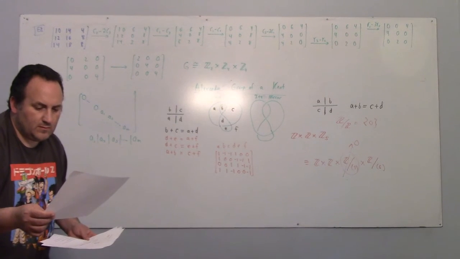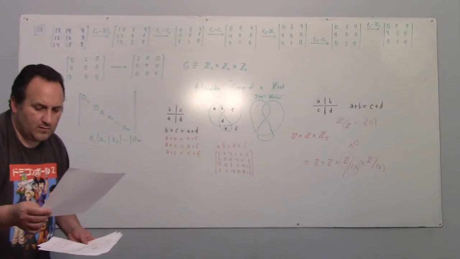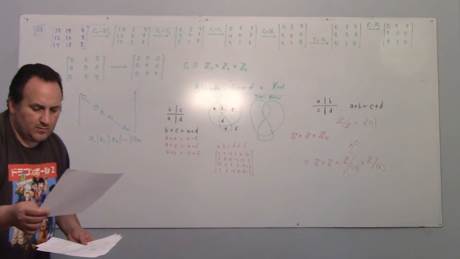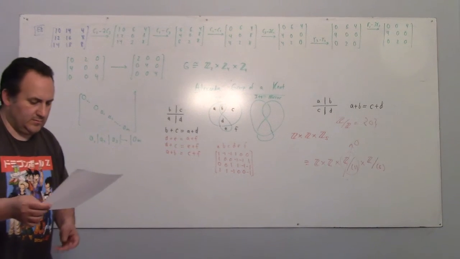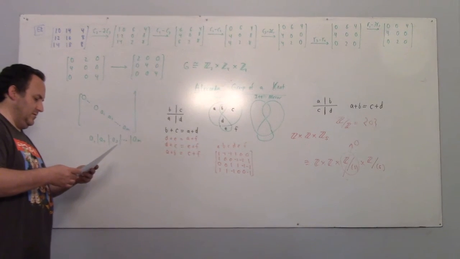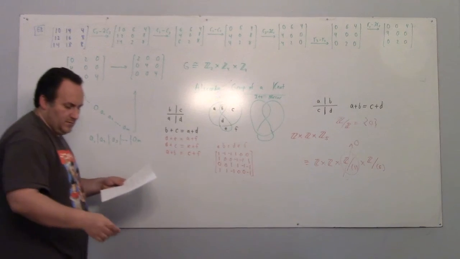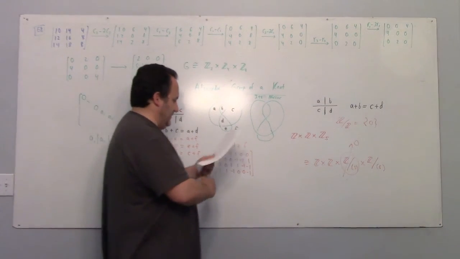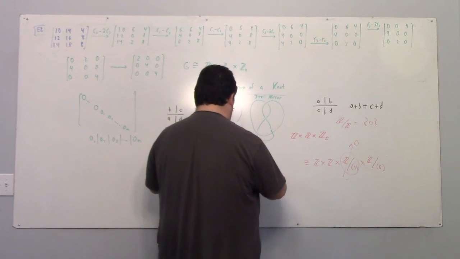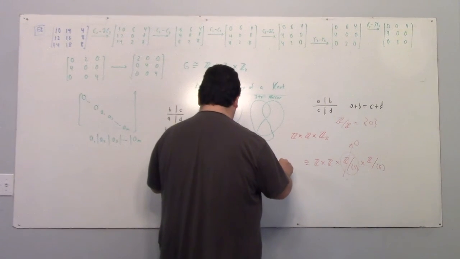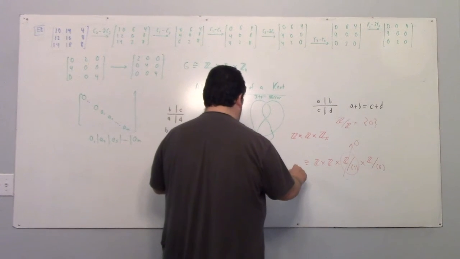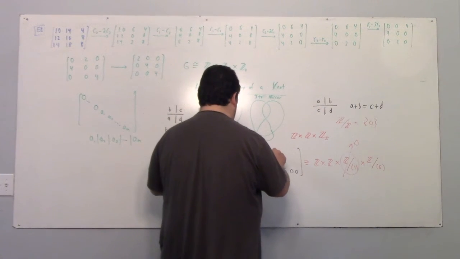Well, I think what we should be able to get to is 1, 1, 1, 5, and then zeros. Everything else is zeros.